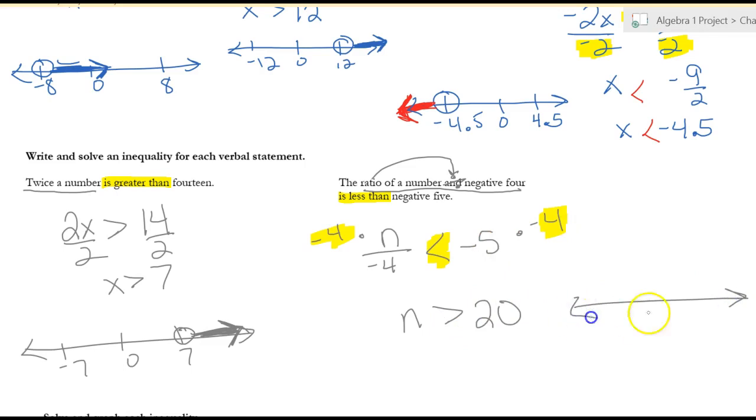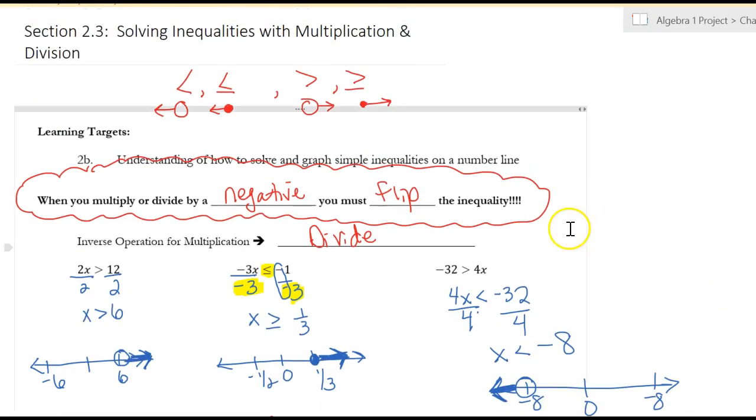So now I just have to graph it. So it should be an open circle at 20, and we switched it to a greater than because I had multiplied by a negative number. And that's it. They're not very hard, it's just that one rule, this rule that we circled in red. If you multiply or divide by a negative, you must flip the inequality. So be careful and remember to flip it when it's necessary.